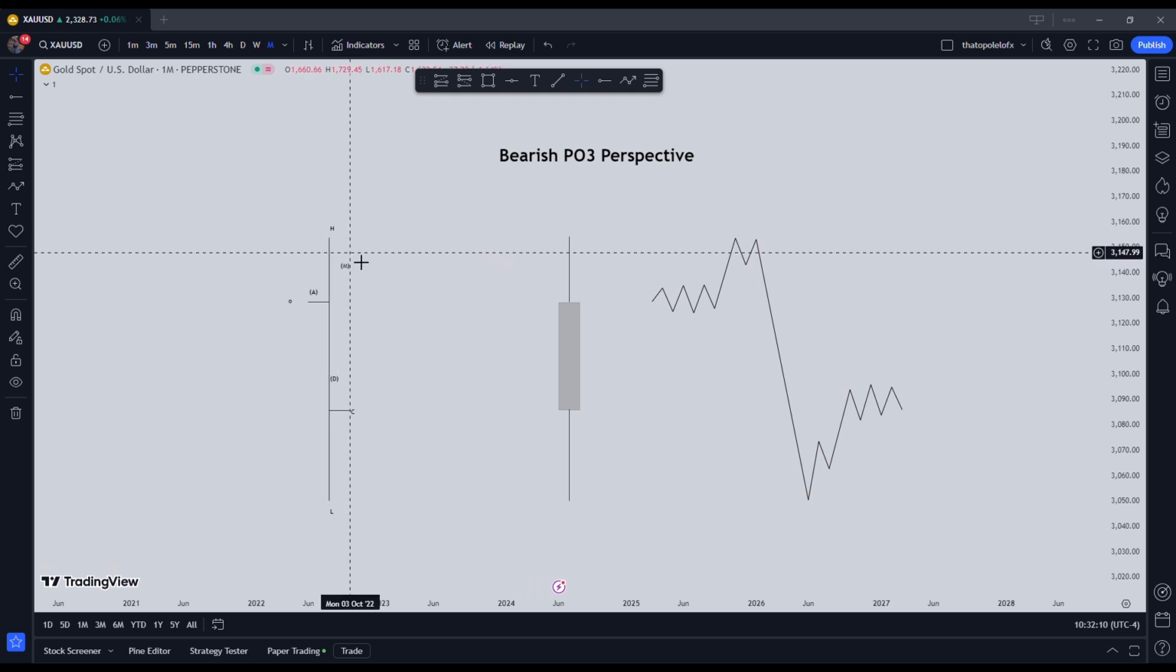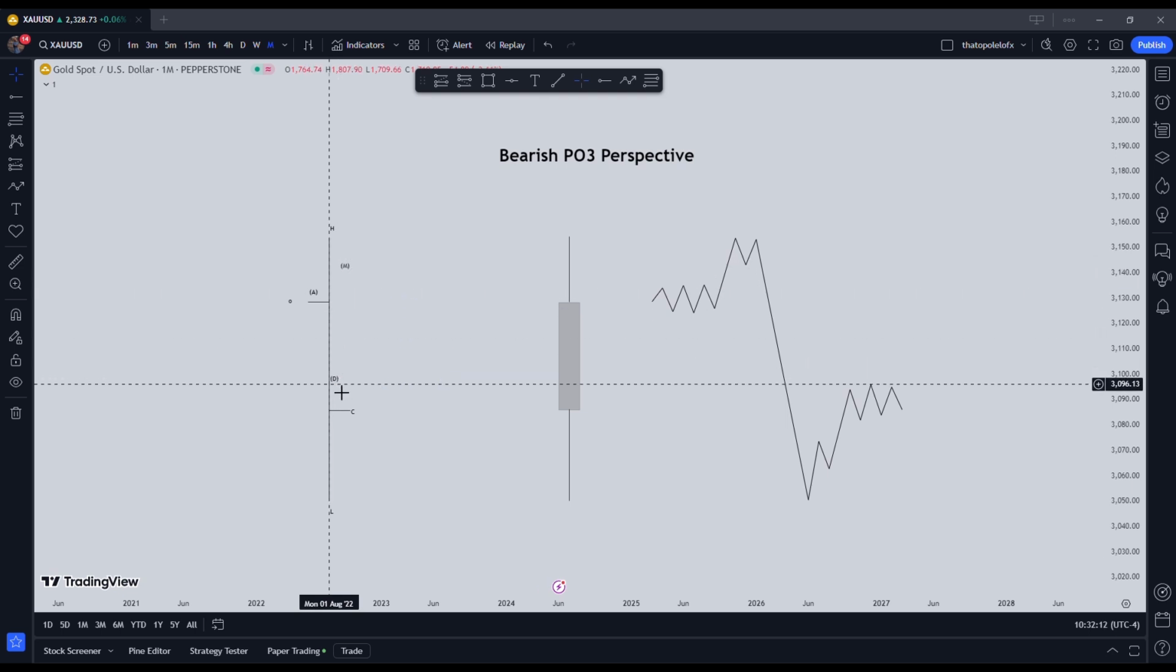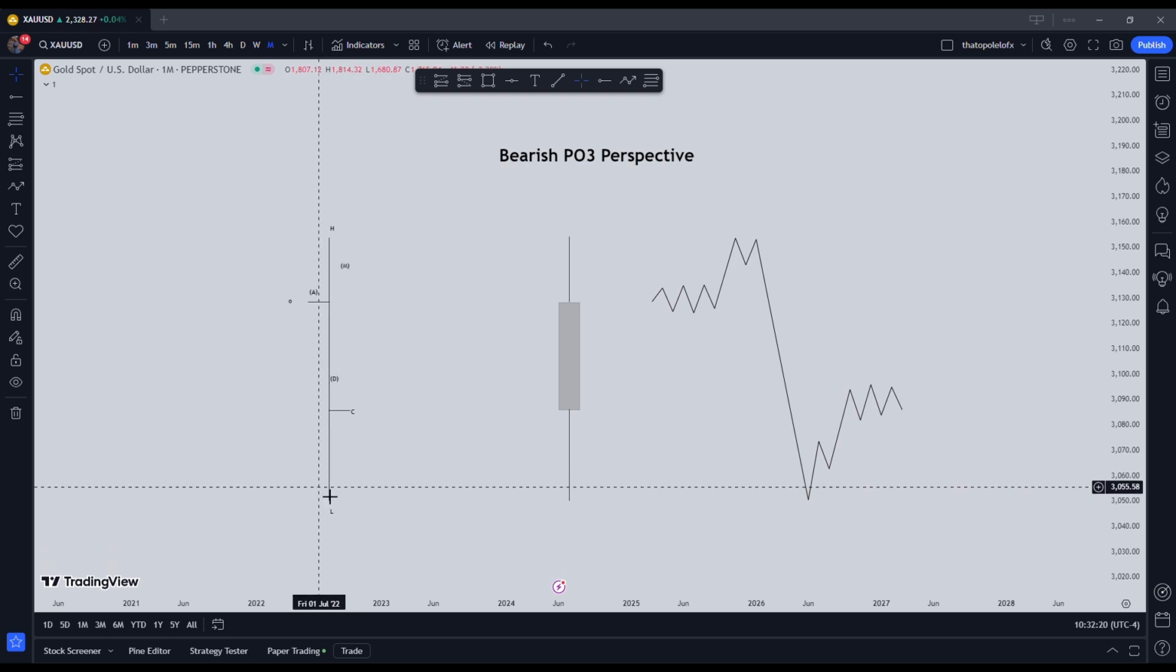And then once price breaks down, that's what we call distribution. This is the D right here, distribution. And then your take profit should probably be placed where, I don't know, another PD array, or based on your appetite for taking profits or risk to reward.